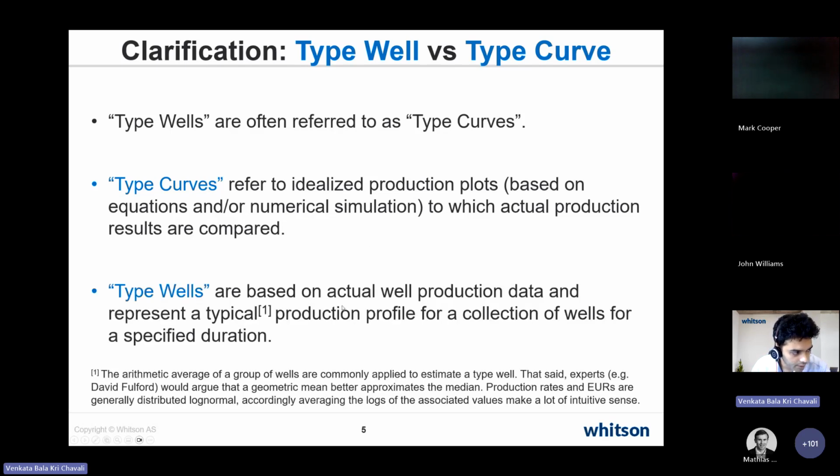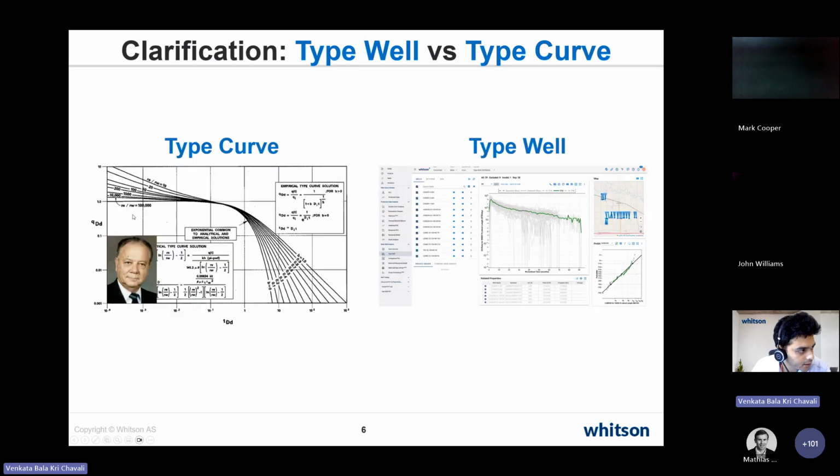But type wells that we're doing today are based on actual well production data, and they represent a typical production profile for a collection of wells for a specified duration. And that typical can vary from organization to organization, but most typically it's either the P50 or geometric mean or arithmetic mean, any kind of an averaging function that makes sense for you guys. But more often it's either the geometric mean or the P50, but it depends on the data set as well.